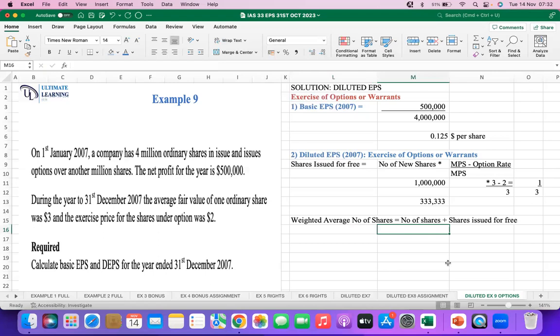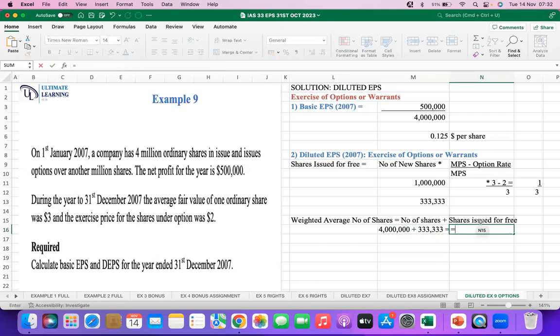So current number of shares is 4 million plus shares issued for free is 333. Because all these shares, we were told they were issued at the beginning of the year, we will not prorate with the number of months. So that will give you 4 million plus 333, so it will give you 4,333,000.